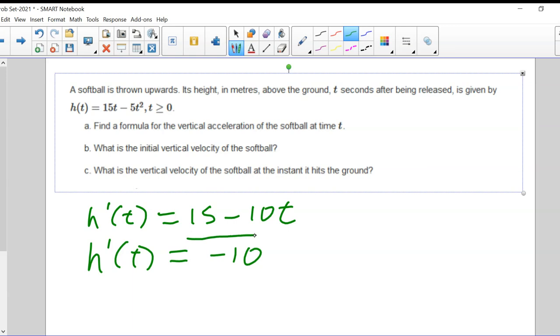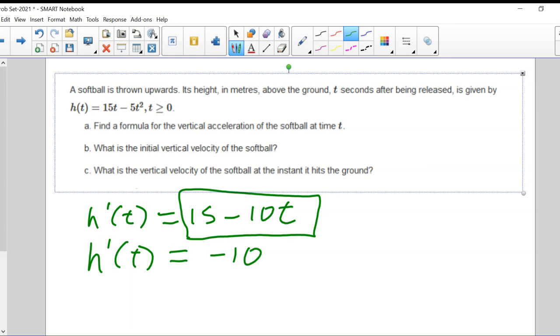Now, here's my velocity function. So initial just means what happens when t is equal to 0, right? So put 0 into that, you're just going to get 15. Okay, now let's get to the third part. You're welcome, by the way, Adam. What's the vertical velocity of the softball at the time that it hits the ground? So what you need to be thinking of is, when does the ball hit the ground? Because if I know what that time is, then I can come back and put that into the velocity function.